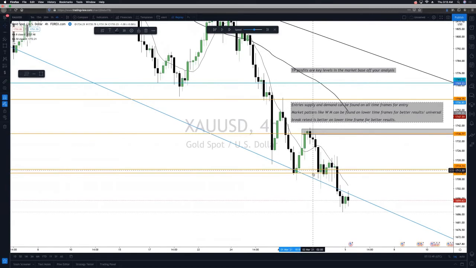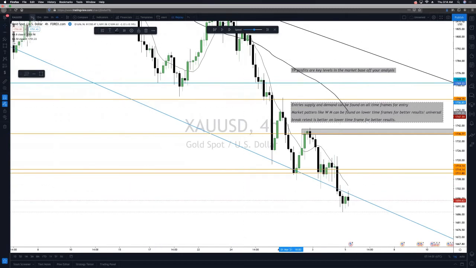So supply and demand would have been in balance. But market structure patterns like W's and N's could be found on lower time frames. And also universal, but lower time frames for better results. So like this is a market structure pattern. It was too much drawdown. We would have got stomped out. You know what I'm saying? It was just a bad trade.